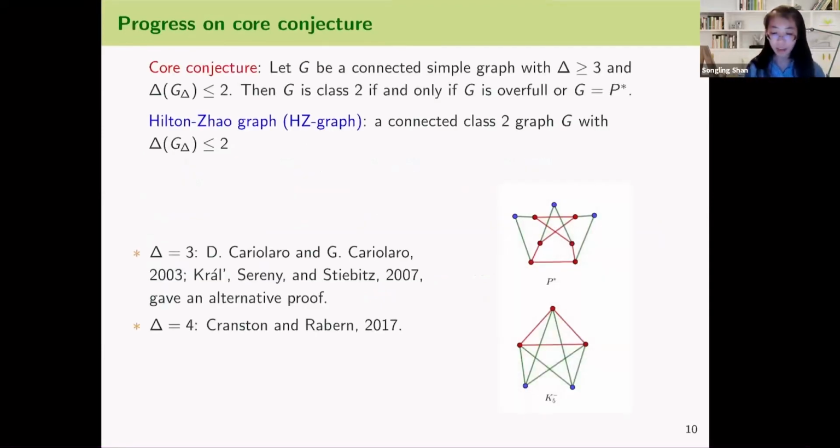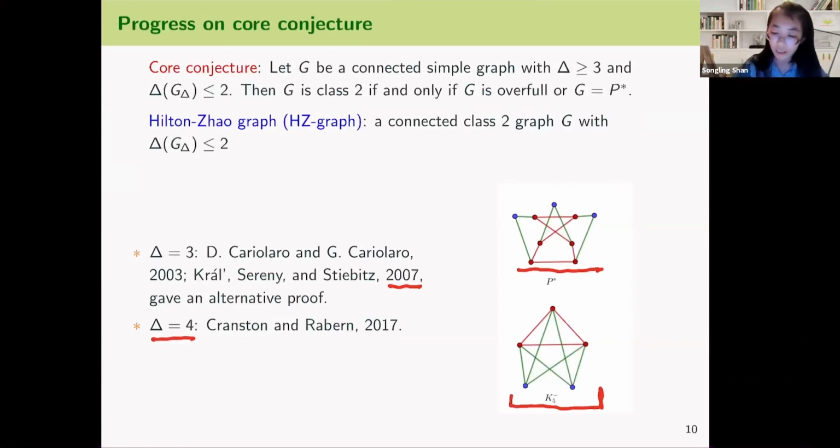The first breakthrough on the core conjecture was obtained in 2003. That showed that P star is the only Hilton-Zhao graph when delta equals 3. An alternative proof for the delta equals 3 case was also given in 2007. The next case, delta equals 4, was obtained by Cranston and Rabern in 2017, and they showed that the only HZ graph looks like this, which is obtained from K5 by deleting one edge.